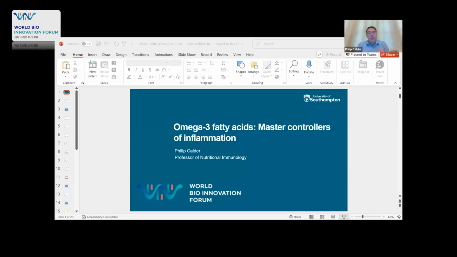That response is initiated by exposure to triggers. Most often, we think of microbial components like lipopolysaccharide as the trigger for inflammation. But other triggers can include tissue damage, metabolic stress, and oxidative stress. So the link between the trigger and the response is the pathways that are initiated upon exposure to the trigger.